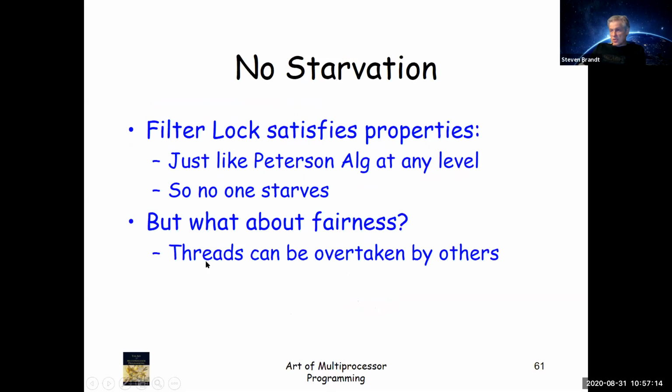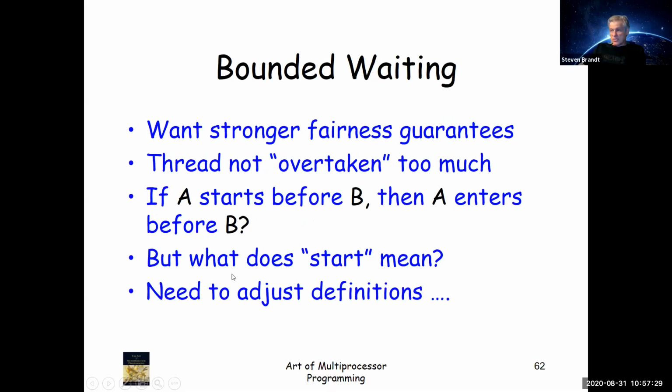And so you can do this with all these threads, and the filter lock satisfies the properties just like the Peterson algorithm at any level, so no one starves. But what about fairness? Threads can be overtaken by others. So we can do n threads this way. We can have an n thread Peterson lock this way, but we want things to be fair. We don't want a thread to be overtaken too often.